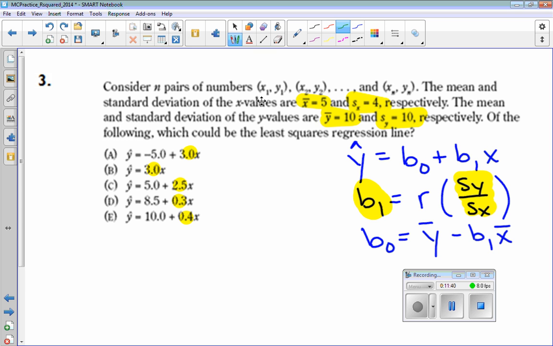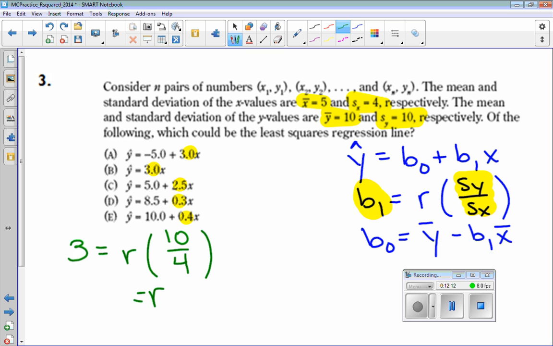Okay? So I want you to try that, because don't A and B have the same slope? Go ahead and plug in the 3. Show me what you get. So you have the slope is equal to R times SY over SX. Tell me what you get for R here. What would the correlation be if the slope was 3? 1.2. Is that possible? No.